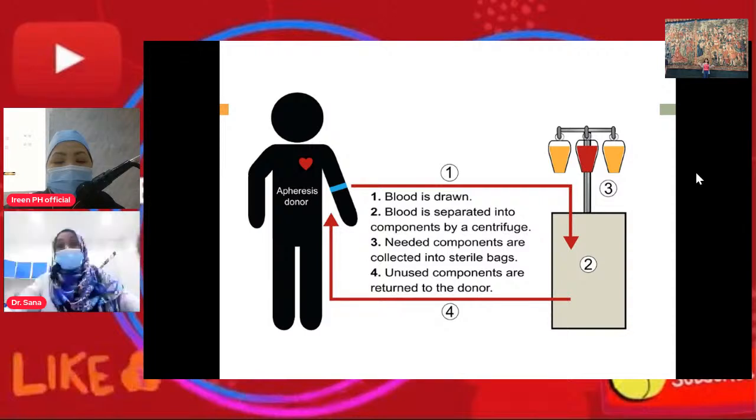If the patient needs a platelet, we separate just the platelet from the patient and return the blood to the donor after taking the platelet. If they need the RBCs, we take the RBCs and return the other components of the blood. This is called apheresis.